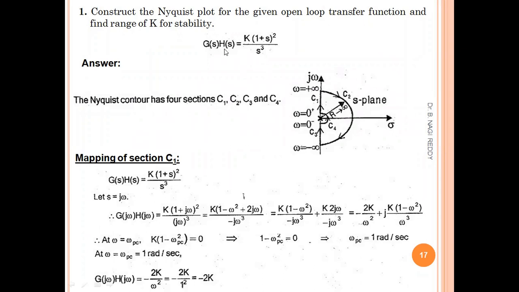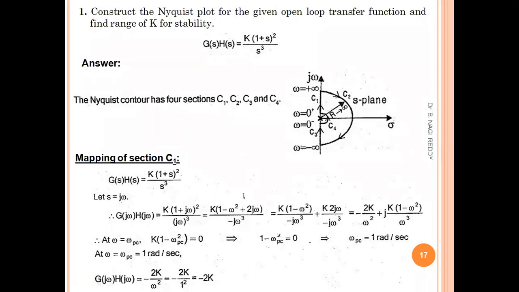The given open loop transfer function is k into (1 plus s) whole square by s cube. You can see the poles of this open loop transfer function. Here only s cube is there, which means 3 poles will exist and all the 3 poles are at the origin only.